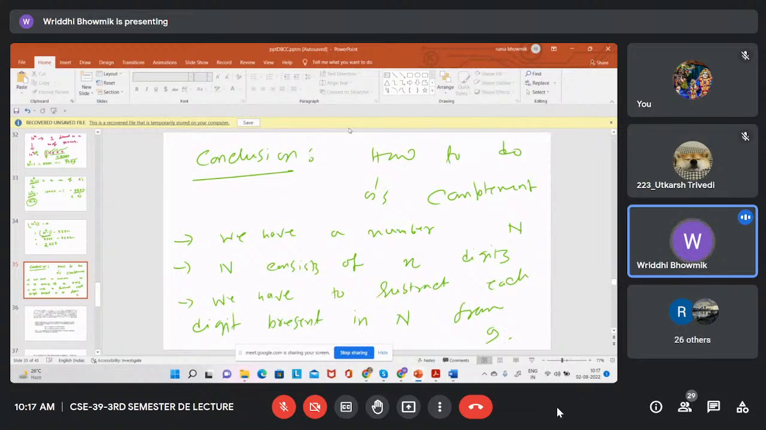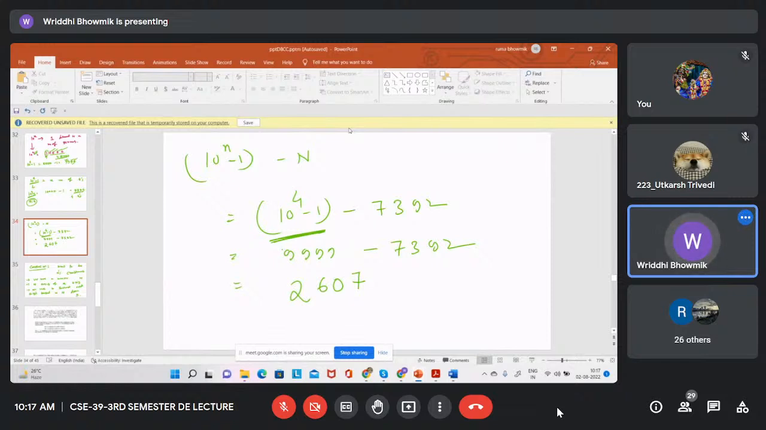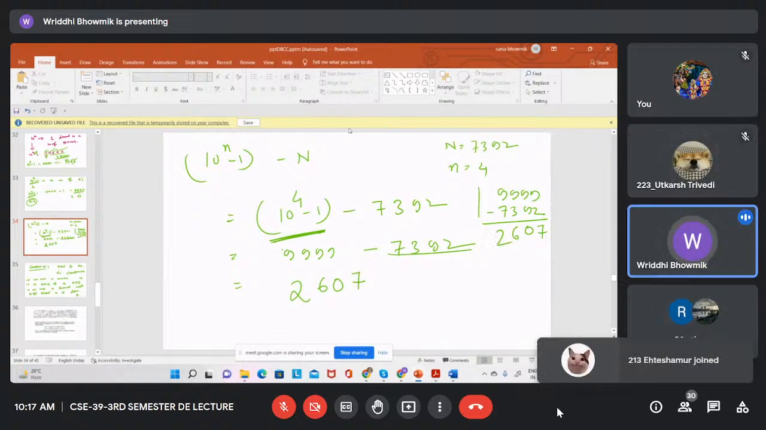Okay. You see, you have a number 7392 in the decimal system. So capital N is equal to 7392. How many digits are there? Small n is equal to 4. So when you are trying to find out the nines complement, you are actually subtracting each digit from 9. You are subtracting 7 from 9, so you are getting 2. You are subtracting 3 from 9, so you are getting 6. You are subtracting 9 from 9, so you are getting 0. You are subtracting 2 from 9, so you are getting 7. So 2607.